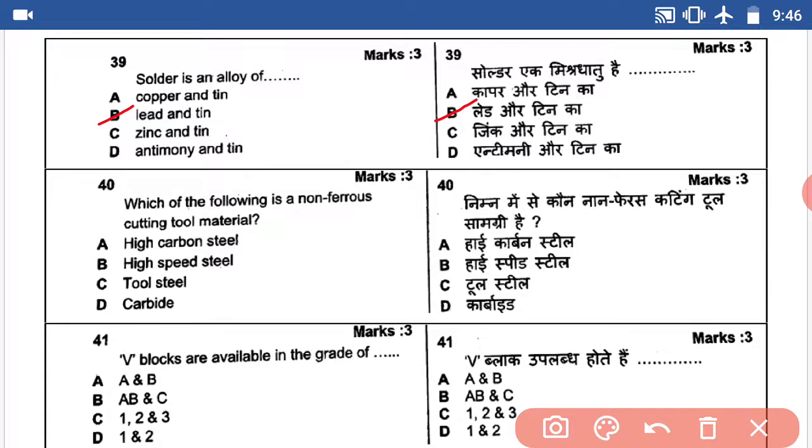Question number 40. Which of the following is a non-porous cutting tool material? The answer is carbide. Answer D.